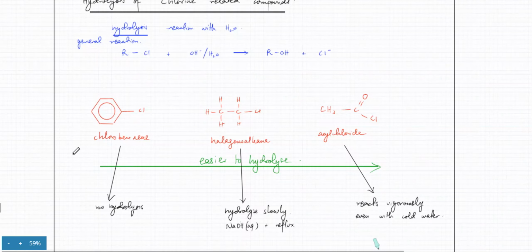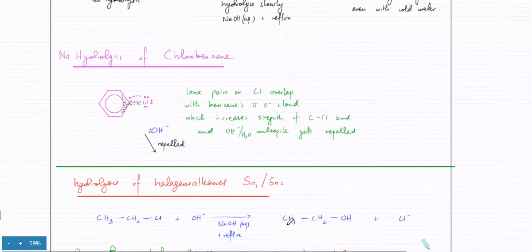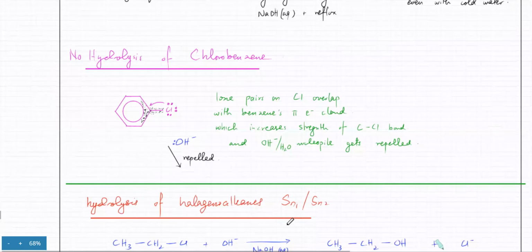And for the first one, I said there was not going to be any hydrolysis. For the last one, I said that the hydrolysis would be very fast. And the middle one, which we have already studied, has a moderate reaction. It slowly hydrolyzes if you have NaOH aqueous and you reflux it. So the first one, I'm just quickly recapping the first one. Why is there no hydrolysis?